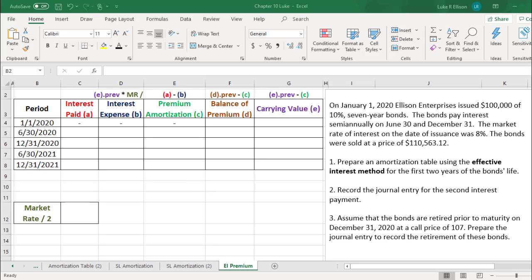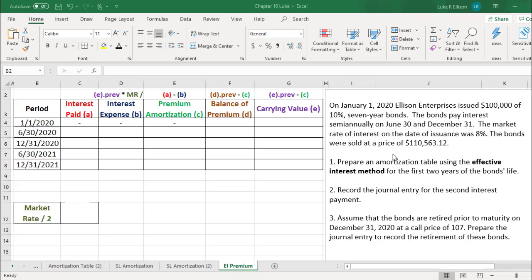Hello! Today we are going to be discussing the effective interest rate method for bonds that were sold at a premium. The problem says that on January 1st, 2020, Ellison Enterprises issued $100,000 of 10% 7-year bonds. The bonds pay interest semi-annually, meaning twice a year, on June 30th and December 31st. The market rate of interest on the date of issuance was 8%.